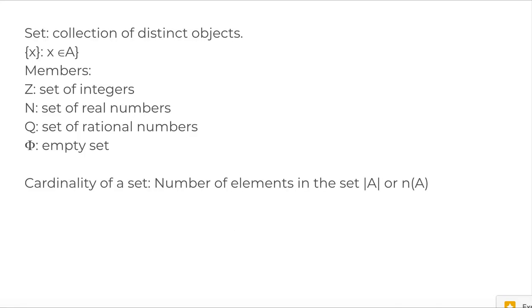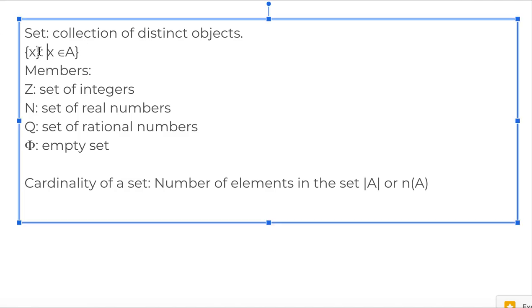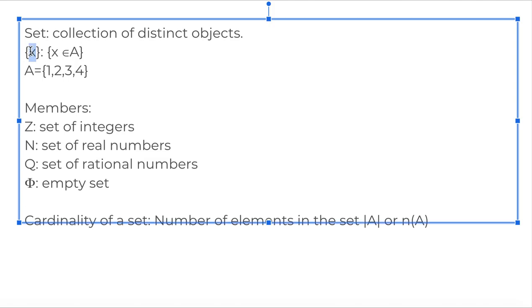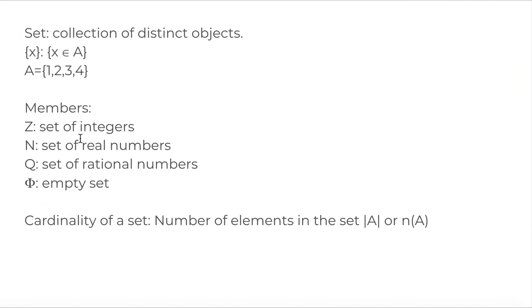A set is a collection of distinct objects. This is how it is usually represented: the element x where x belongs to A. So you write all the elements in the set A. For example, if the set A is supposed to have elements 1, 2, 3, and 4, then this set would be 1, comma 2, comma 3, comma 4. That is, you write the elements x that belong to the set A, right? Alright, so the members of the set are the elements of the set, right?